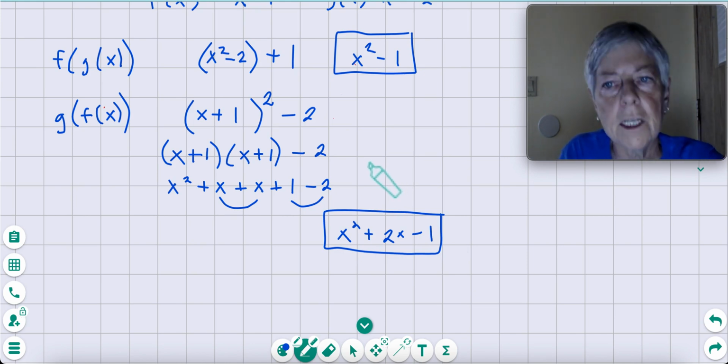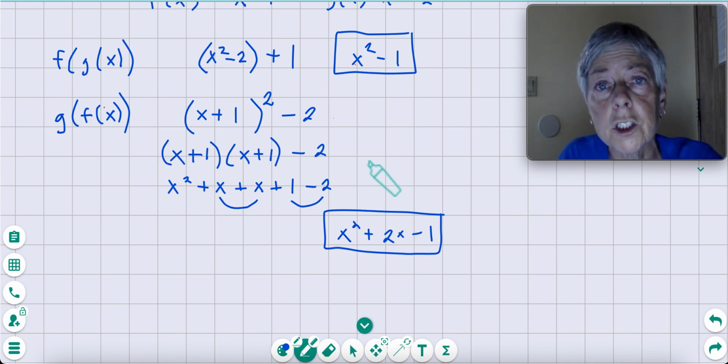Okay, once again, if you get the exact same thing, it's commutative. You will not end up getting that when you have a nonlinear function.